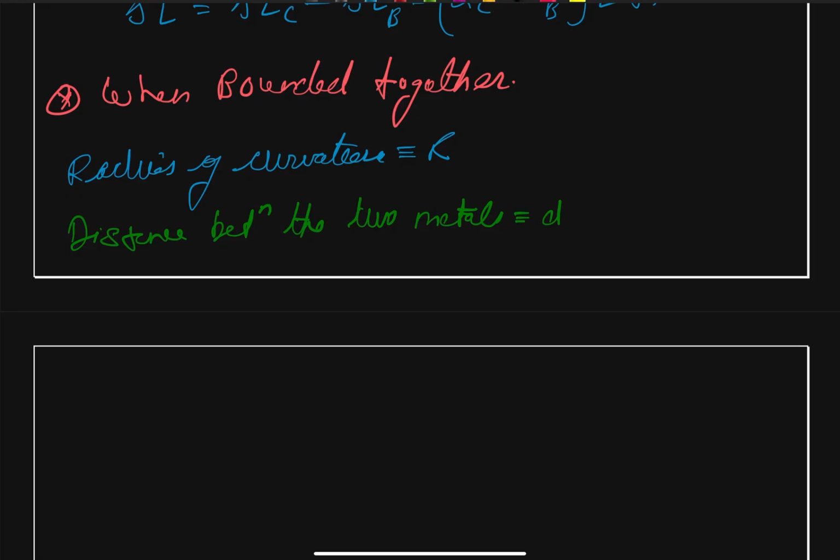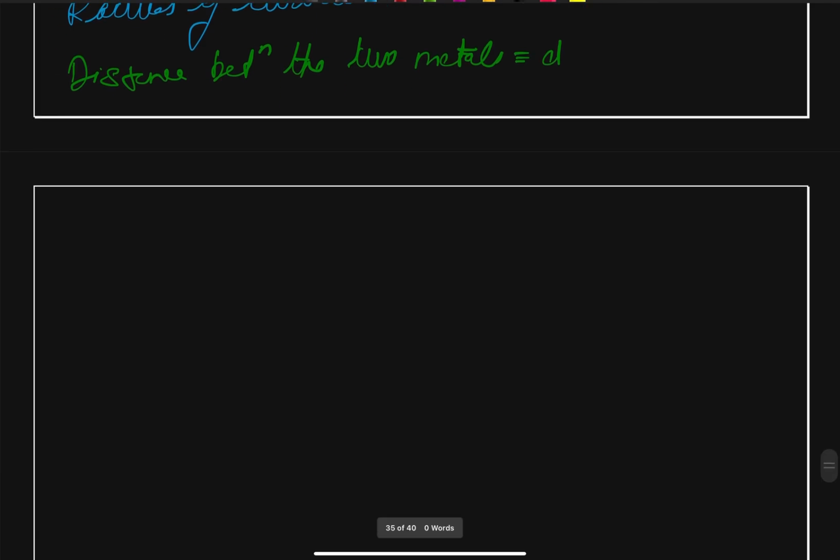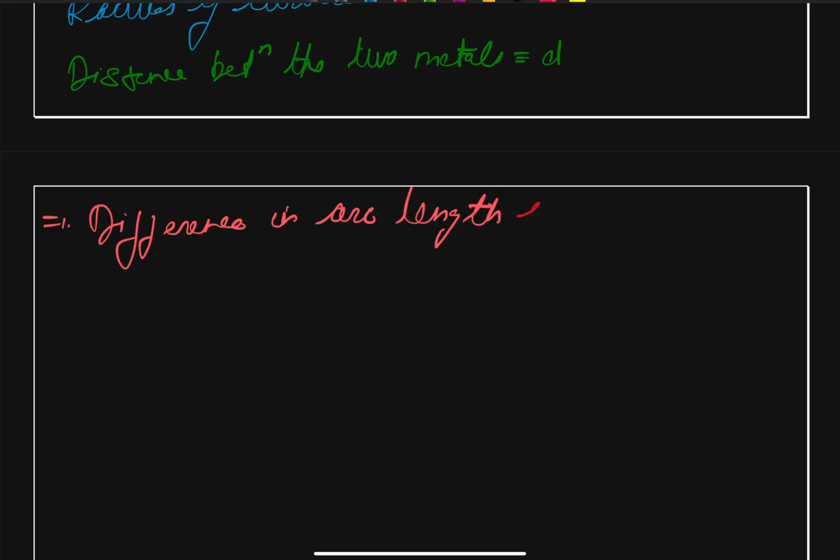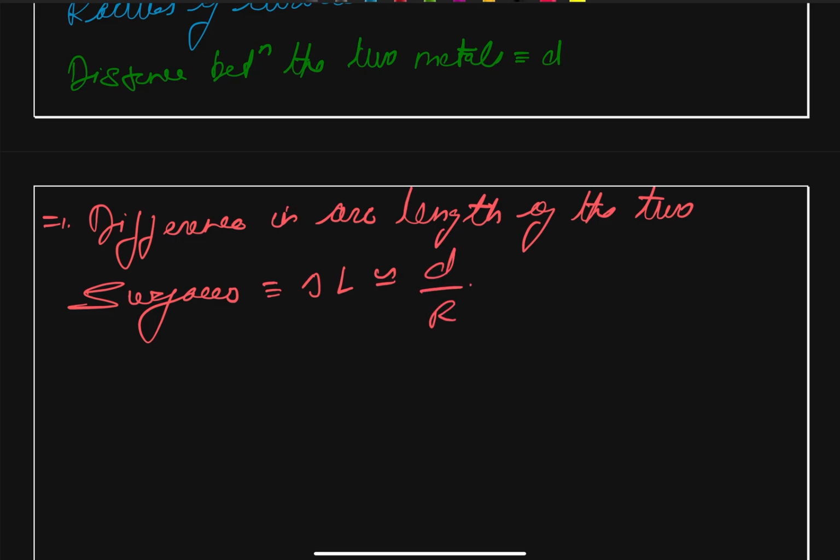Therefore we can find out that the difference in arc length of the two surfaces, which is our delta L, will be approximately equal to d divided by R multiplied by L. Because it is a simple formula that our arc length difference is equal to curvature, separation and their base length.